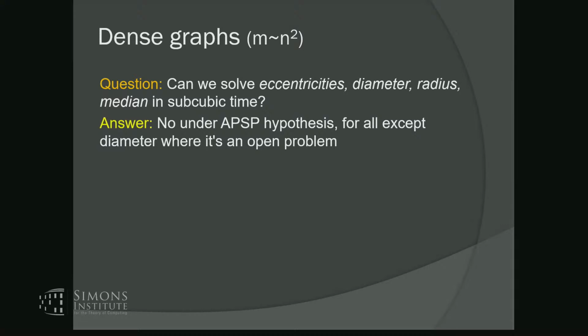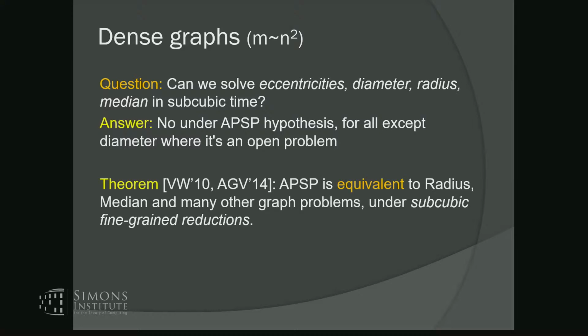So for all of these other ones, radius, eccentricities, etc., you can show that they are actually subcubically equivalent to the all pairs shortest paths problem. But we don't know for diameter, and this is one of the big open questions in the area. For all we know, diameter on dense graphs could be in n squared time.